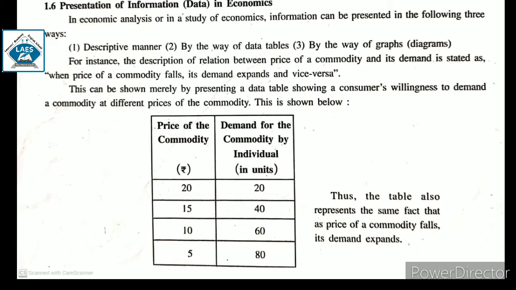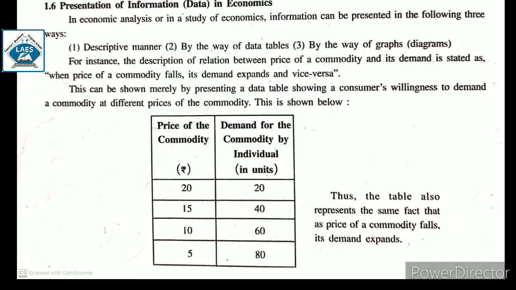They have taken the example of the price of a commodity and the demand. The descriptive relationship between price of a commodity and its demand is stated as follows: when the price of a commodity falls, जब किसी कमोडिटी की प्राइस गिरती है तो उसकी डिमांड जो है इंक्रीज होती है, बढ़ती है.